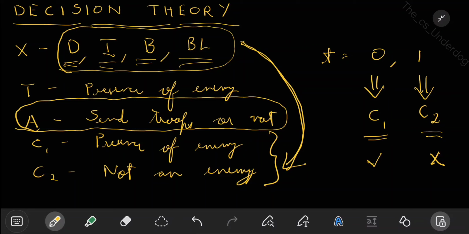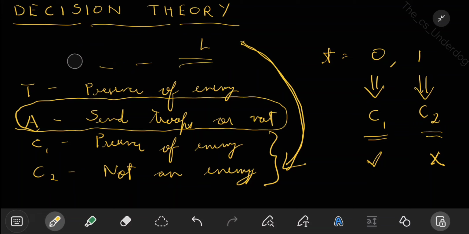So if there is an enemy, you have to send troops. That is the whole idea. What will you first find? The first thing that you find is the probability distribution. So what is the probability distribution here?